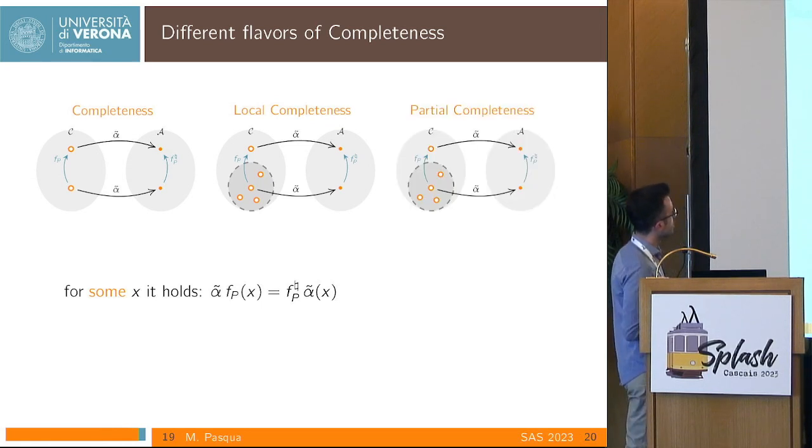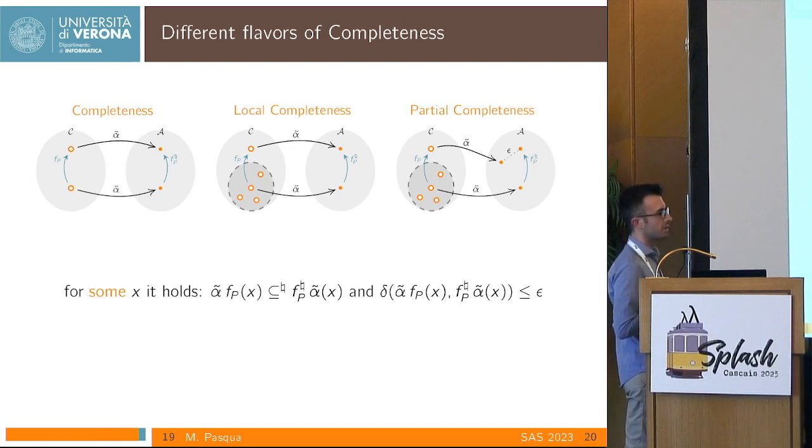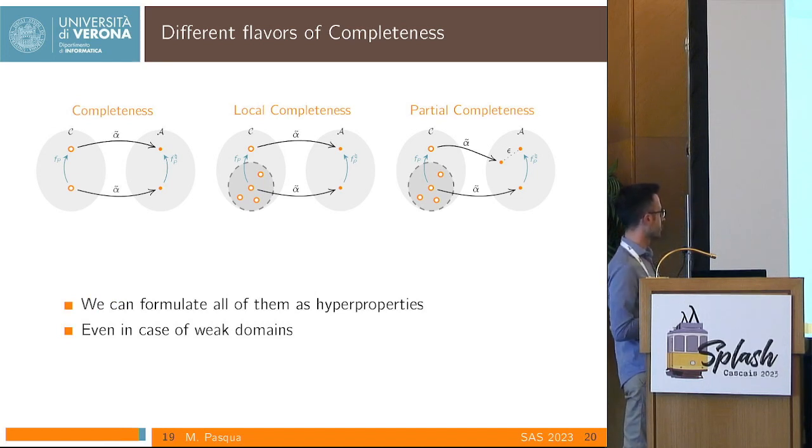And we also have partial completeness, when we relax the equality here, and we allow a little information loss, but this imprecision is bounded by a given epsilon here. And we can formulate all of them as hyperproperties. So in principle, we can verify all these properties of the analysis on the program with a hyperanalysis. And this works also in the weak domains case.